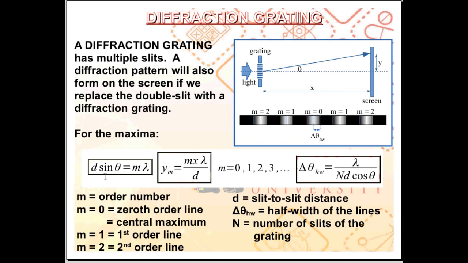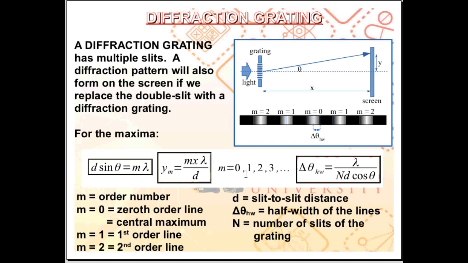For the locations of the maxima on the screen, you have the following equations. d sine theta is equal to m lambda. y sub m is equal to m x lambda over d, where m is equal to 0, 1, 2, 3, and so on. And then you also have delta theta HW is equal to lambda over N d cosine theta.